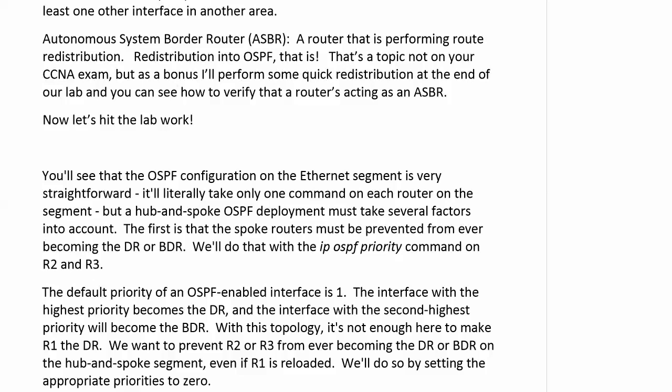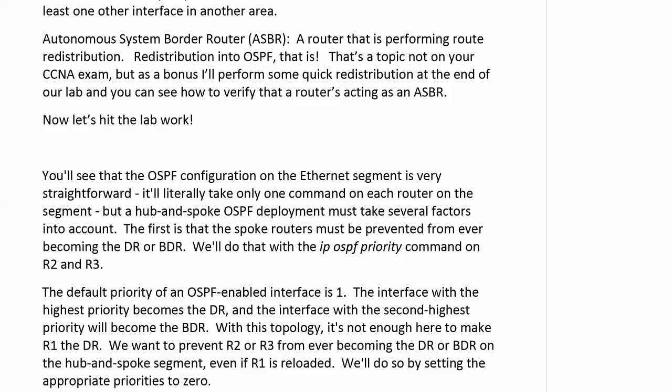Now, the default priority of an OSPF-enabled interface is 1. The interface with the highest priority becomes the DR, and the interface with the second highest priority becomes the BDR. Remember the PRI for priority we saw in show ip ospf neighbor? That PRI is the interface priority of that neighboring interface. So it would be tempting just to say, well, what we'll do is set the priority on the hub to a number higher than 1, and it'll win the election. That's true, and you'd be fine unless that hub router goes down.